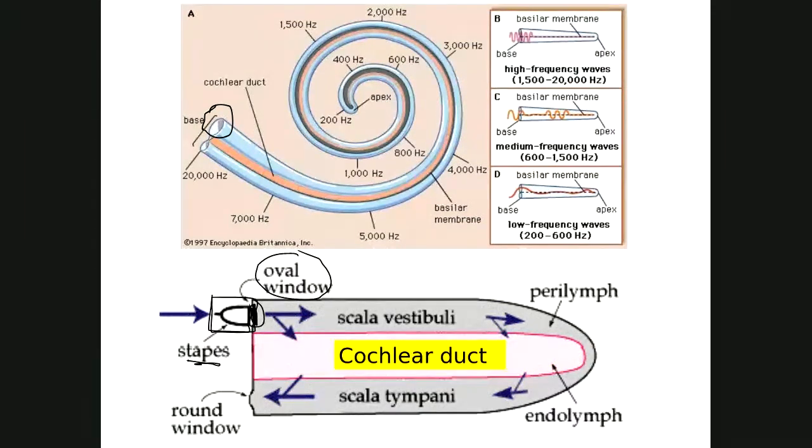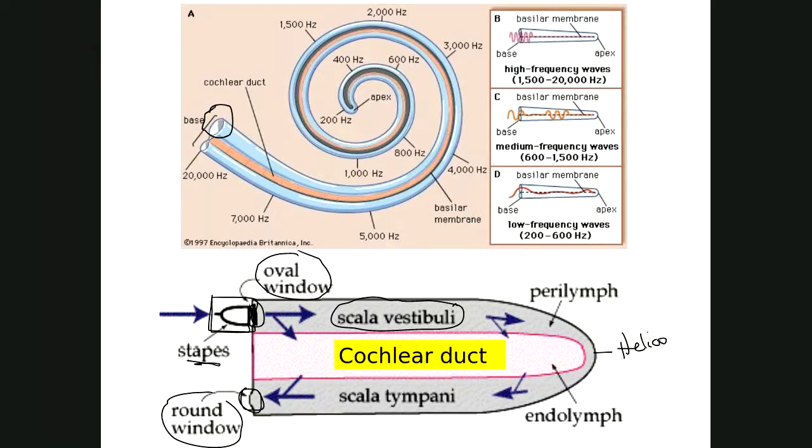And this chamber is called the scala vestibuli. And it goes all the way to the helicotrema. But look, it turns around and heads back. And right here is the round window. This chamber is called the scala tympani.